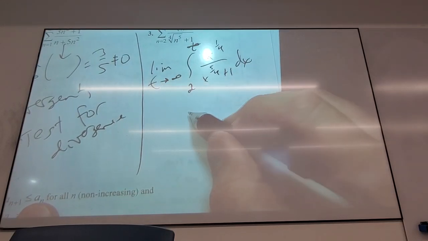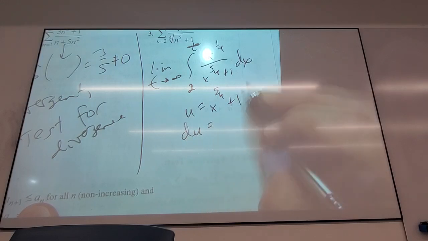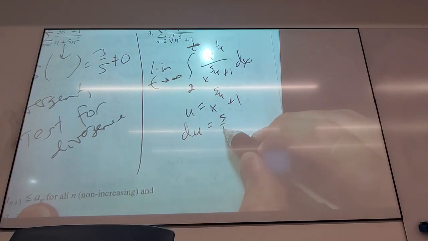So what am I going to let u equal? x to the 5/4 plus 1. Yes. du is 5/4 x to the 1/4.